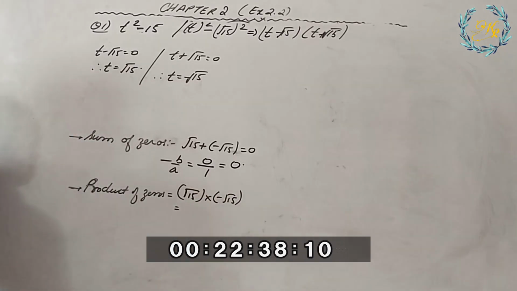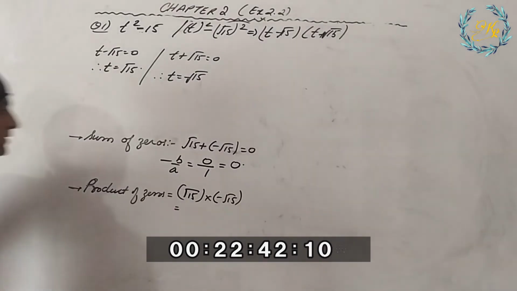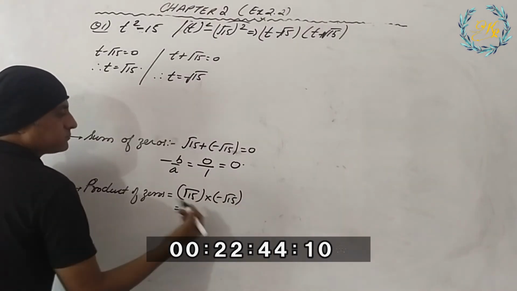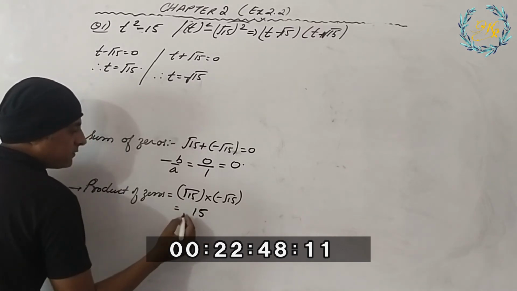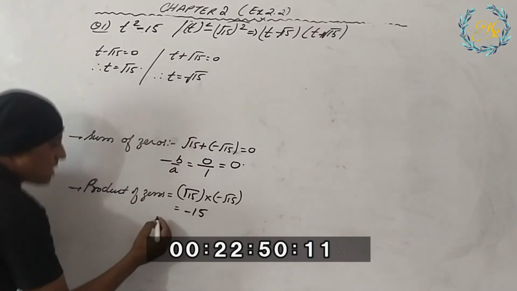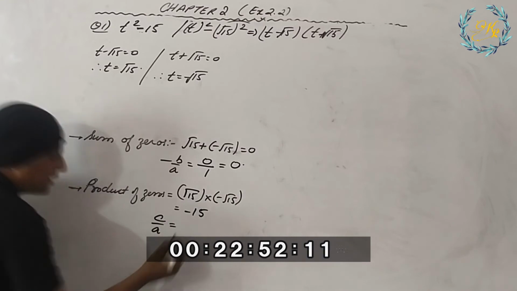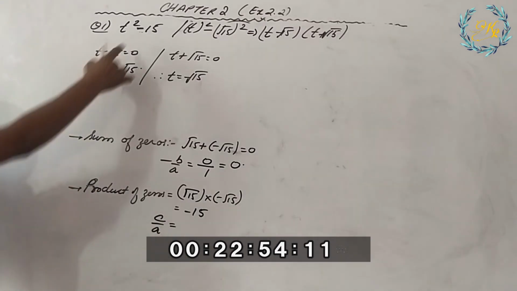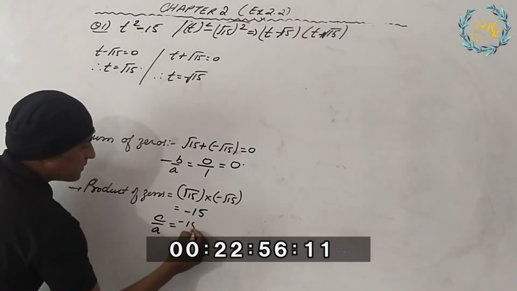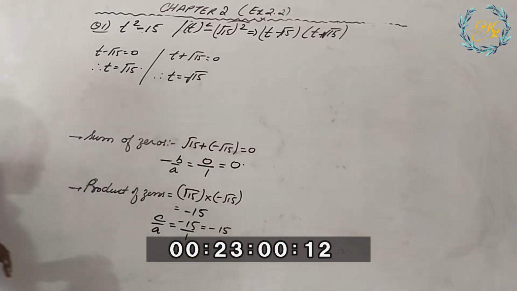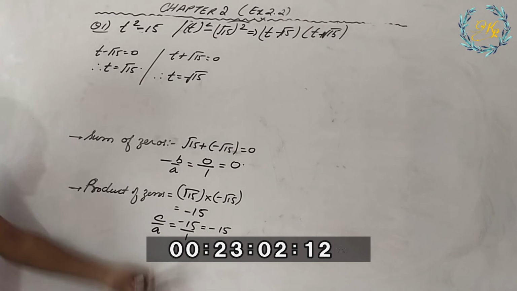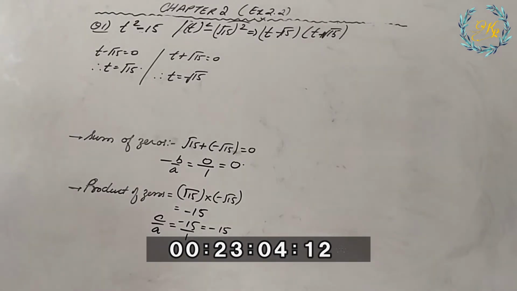Product of zeros, take both the digits, under root 15 multiplied by minus under root 15. When you compare both the values, then you get the answer as under root into under root, that is removed, 15 into 15, only 15, minus sign comes up here. From coefficients, you get the value as c by a. The value of c is given here, minus 15 upon 1. You can see that the value of product of zeros with the coefficients is the same.